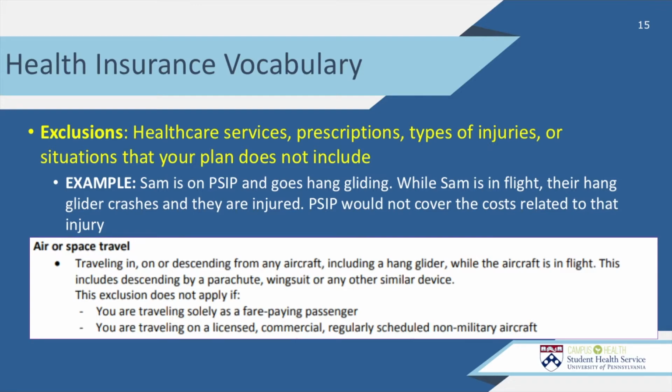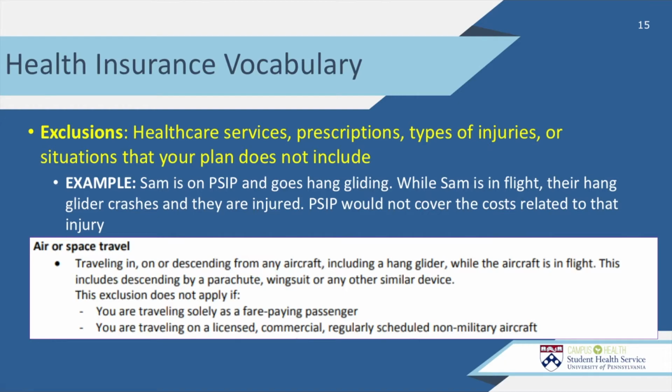Sam is on PSIP and goes hang gliding. While Sam is in flight, their hang glider crashes and they are injured. PSIP would not cover the costs related to that injury because it specifically states those activities are an exclusion. Again, it is very important to look at your insurance plan details to see what exclusions apply to your plan.